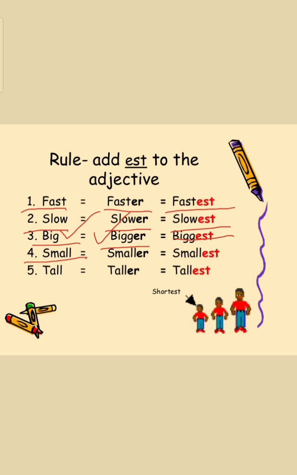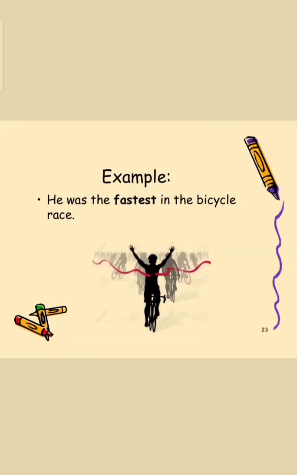Again, small, smaller, smallest, tall, taller, tallest. Again look. Fast, faster, fastest, slow, slower, slowest, big, bigger, biggest, small, smaller, smallest, tall, taller, tallest. Okay. So more example. So I am showing here how superlative degree is used in sentences.